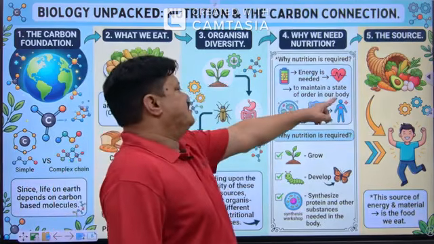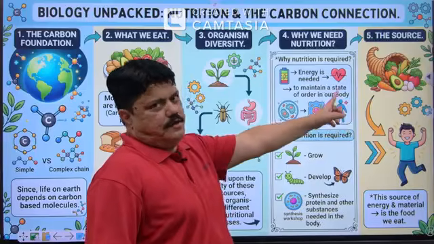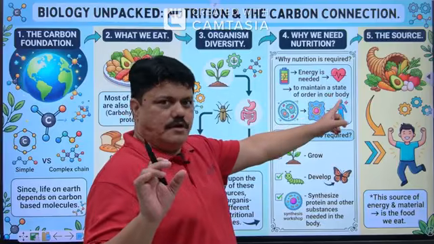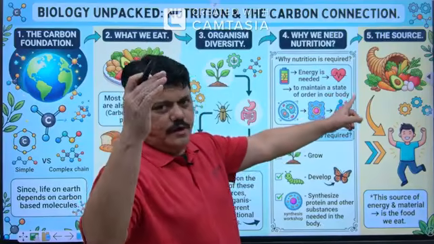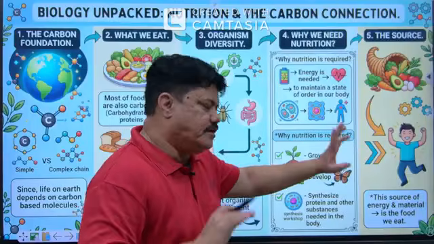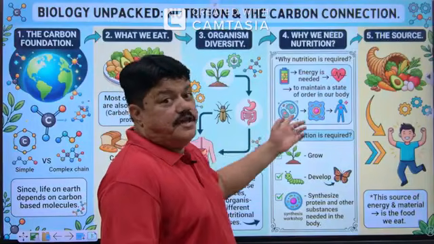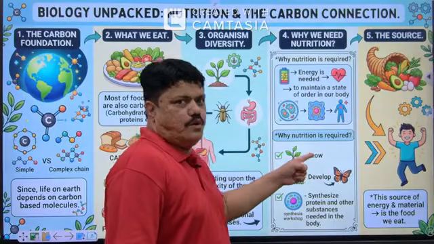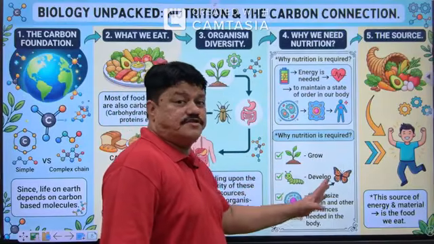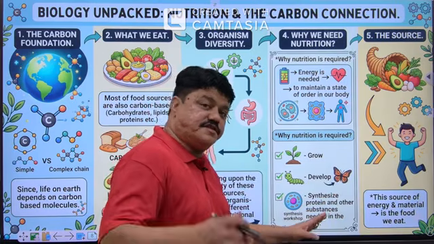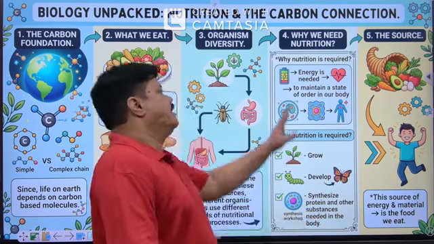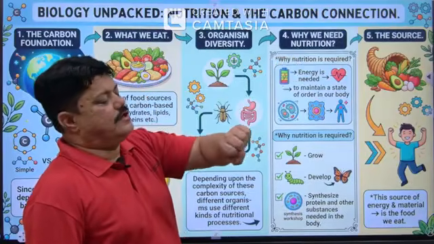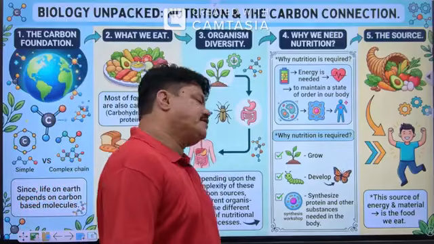First, to maintain a state of order in our body, against damage and breakdown. Maintaining a state of order in our body means again organs, tissues, cells, organelles, molecules. Then we need some additional food material to grow, to develop, to synthesize protein and other substances needed within the body. So we can answer the simple question of why nutrition is required in simple 4 steps.